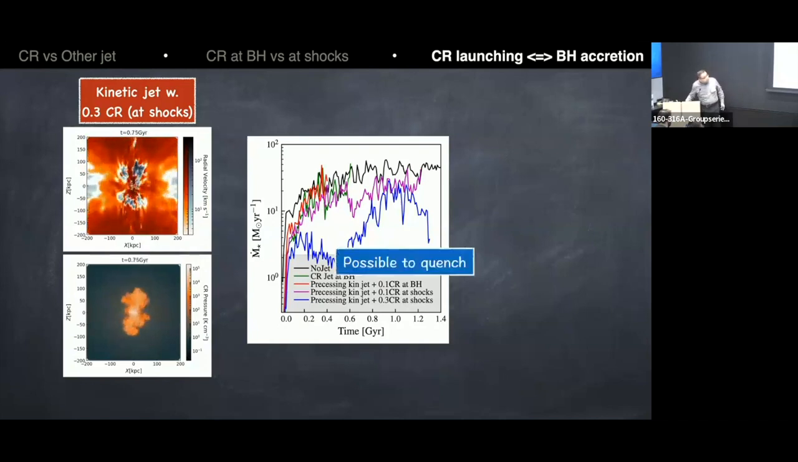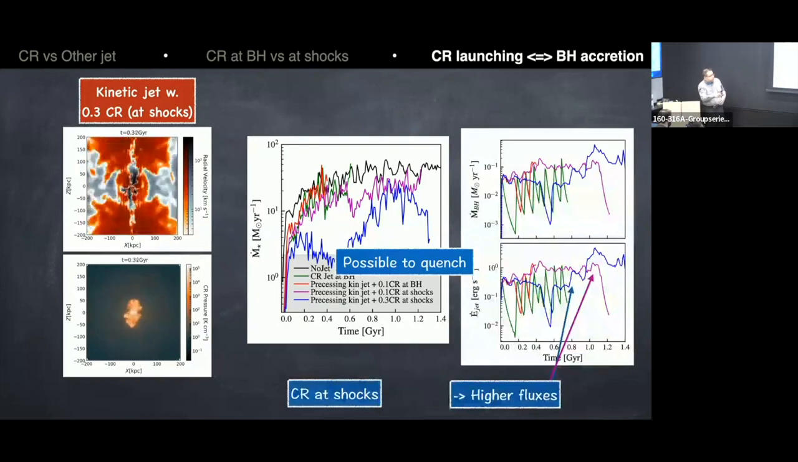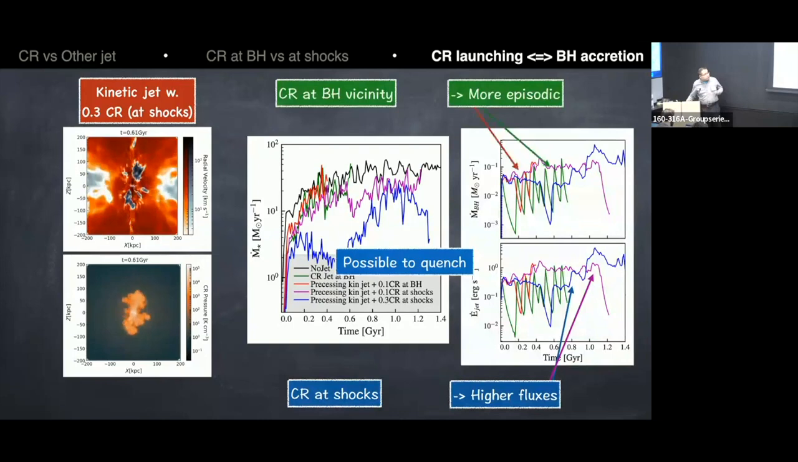time scale. And also, if you see the black hole accretion history and the energy flux of the jet, when you inject cosmic ray at the shock front, like the red line and the magenta line here, you do have a more sustained energy flux of the jet and also a more sustained, longer duty cycle of the black hole accretion history. On the other hand, if you have cosmic ray injected at the black hole vicinity, resulting in the red line and the green line here, it is a very episodic accretion history and very episodic jet energy flux.